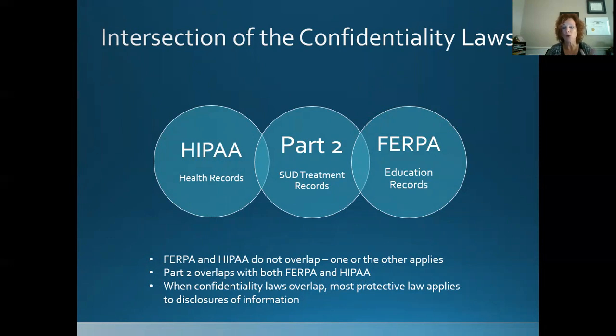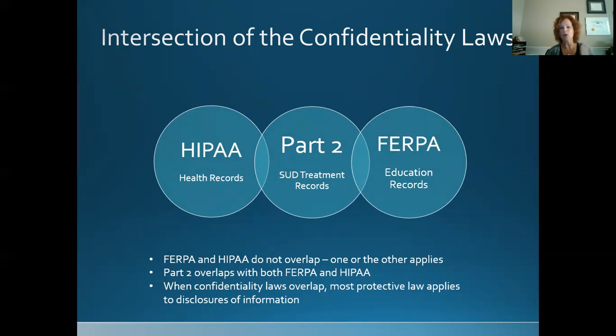Part 2 overlaps with both FERPA and HIPAA. You can have records that are both HIPAA and Part 2 protected, and that are both Part 2 and FERPA protected. And what's important to note there at this point is that when the federal confidentiality laws overlap with one another, the one that is most protective of the person's information applies to the disclosure of information.